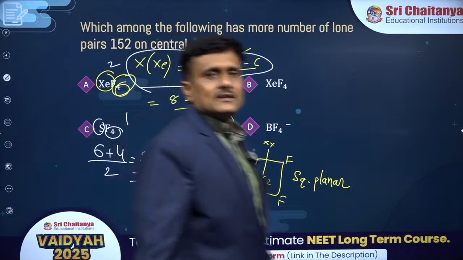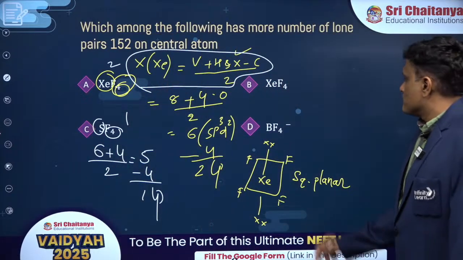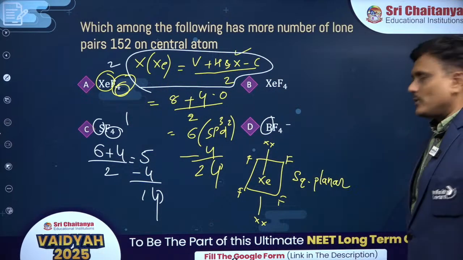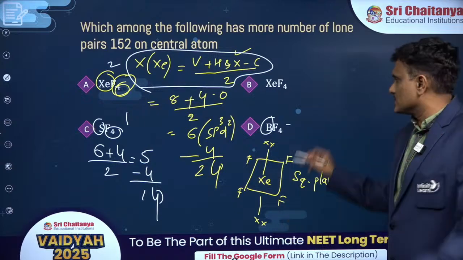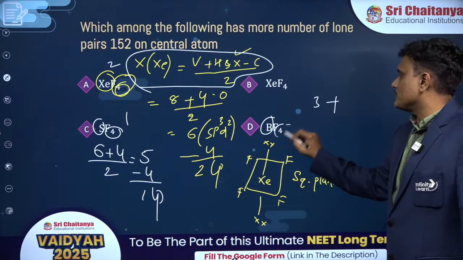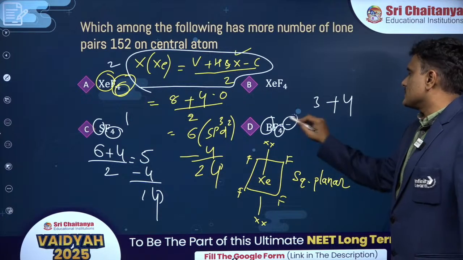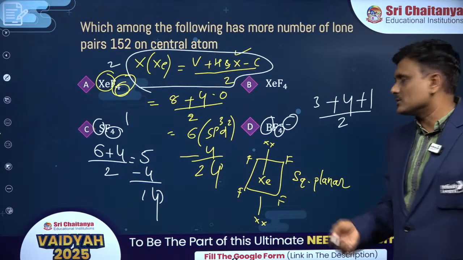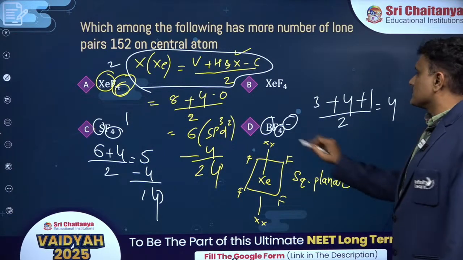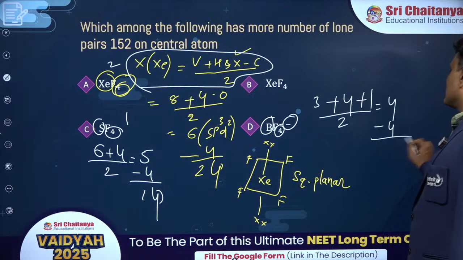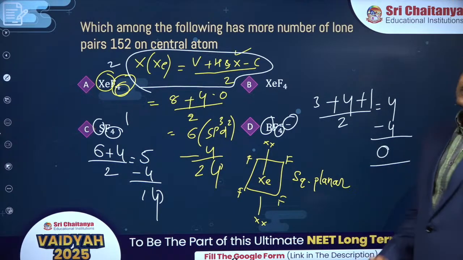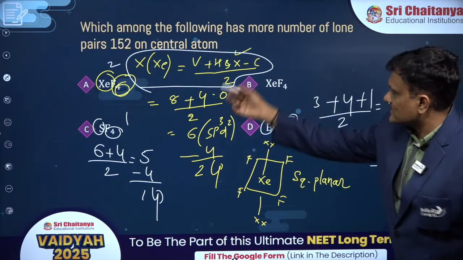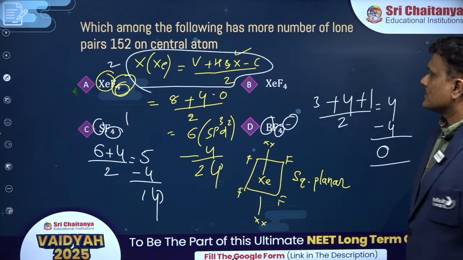Alright. Next, boron. Valence electrons of boron: you know that it belongs to the third group, plus halogens attached are 4, minus of charge, minus of minus, that is plus 1 by 2. So you can see this is turning out to be 4, and atoms attached to fluorine are 4, so 0 lone pairs are present, right? And this is the same as XeF4.